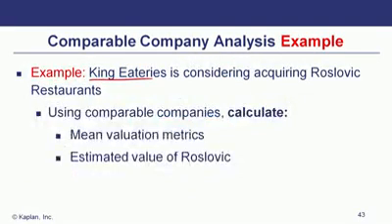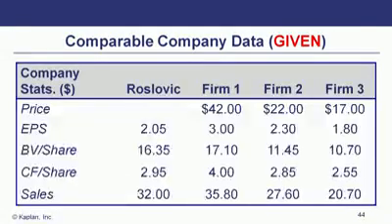Let's try a quick example. So here we have King Eateries that's going to buy Roslovic restaurants. It's like I've seen these slides before, isn't it? Anyway, so for the comparable companies, we're going to be given 3 of them. We're going to get the mean valuation metrics. That means we're going to have 3 companies. We're going to calculate 3 PEs, 3 PBs, 3 PSs, 3 P cash flows, okay, and we're going to find the average, and then we're going to apply those to Roslovic's. So what is Roslovic's earnings, sales, cash flows? That will give us the minority value of Roslovic, and then we'll have to deal with the takeover thing.